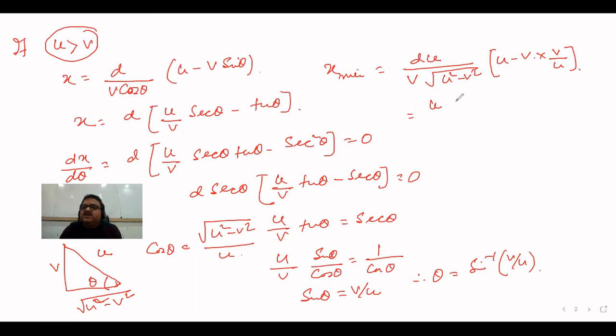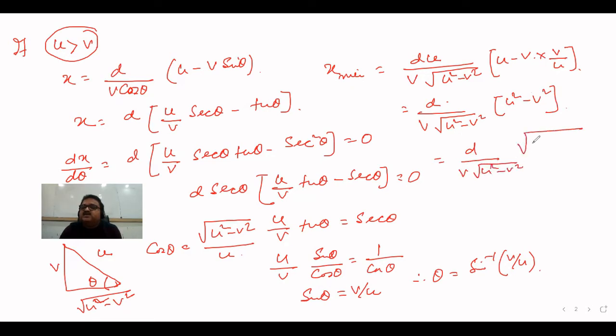U multiplied by D. Okay? Or you can do one thing. You can multiply U with this. If I multiply U with this, what will be the value? Check. D by V root over of U square minus V square. If I put it inside, this will be U square minus V square. Now look at this. We can write it like this: D by V times root over of U square minus V square, and it is U square minus V square whole square.